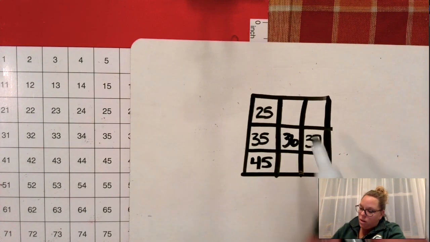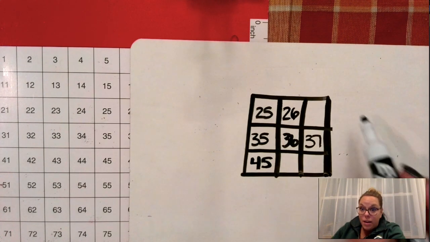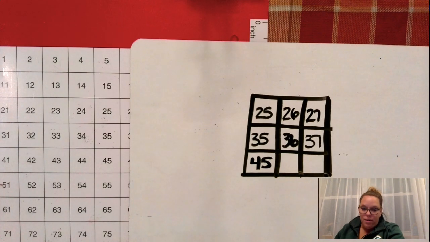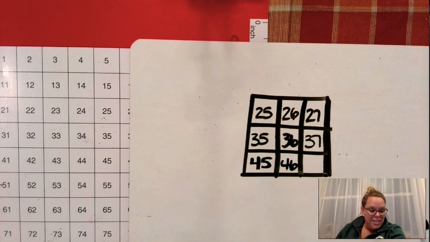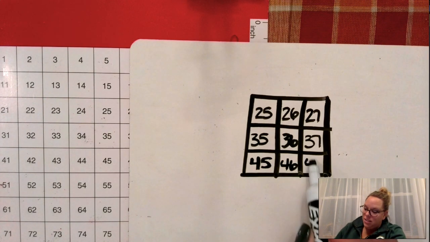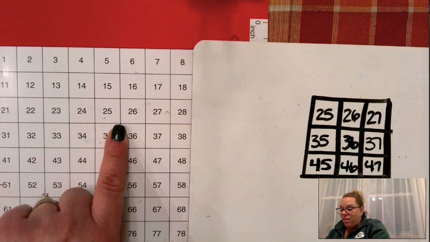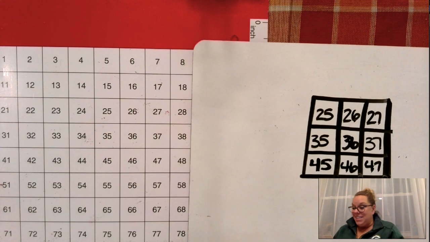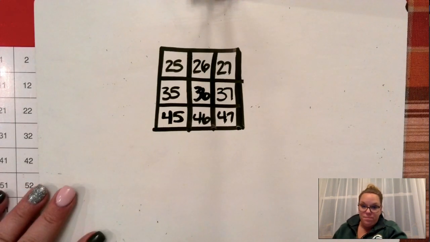What comes after 25 when you count? 26. And then what? 27. What about 45? What comes after 45? 46. And what comes after 46? 47. And does that make sense with what we see here in our 100 numbers chart? Yes, it does. Let's go ahead and try one more.